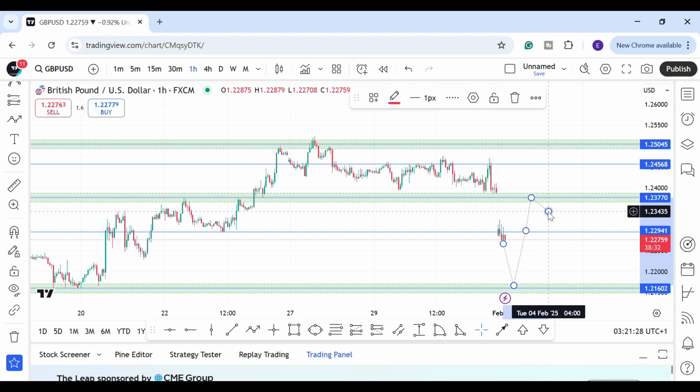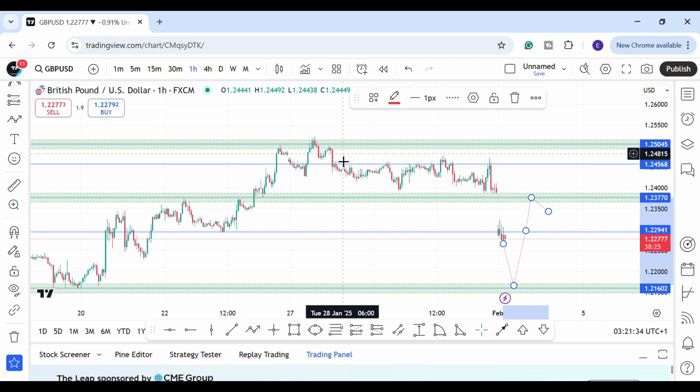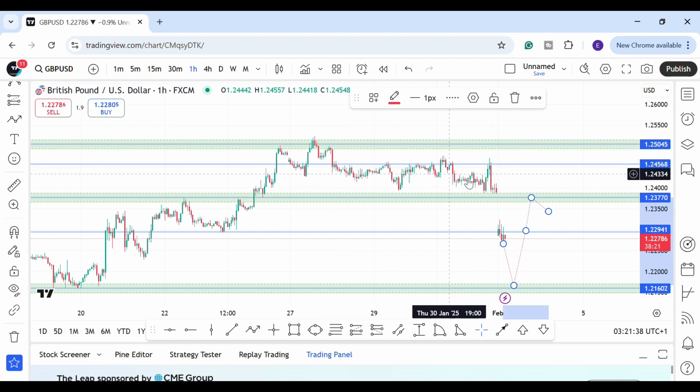That's it with the support and resistance zone. You can see the support and resistance zone. This is it. You get to understand the support and resistance. You can see that I don't just plot any random thing I see here.